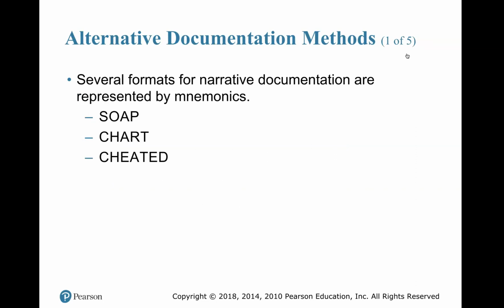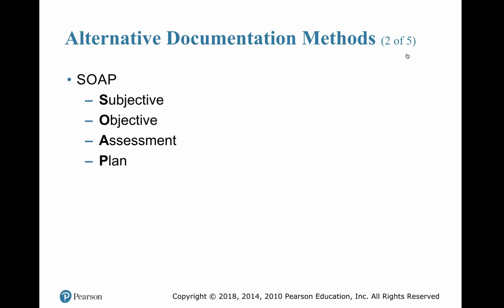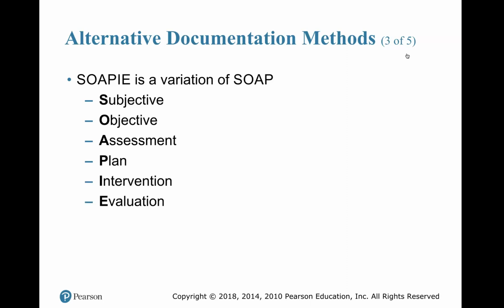All right, several formats for narrative documentation that are represented by mnemonics: SOAP, CHART, and CHEATED. When you're writing your narrative, what this mnemonic is telling you is to put all subjective information, objective information, assessment, and then the plan. So that's in order of how you did your call. Here's a variation: you're going to add 2 letters, intervention and evaluation.